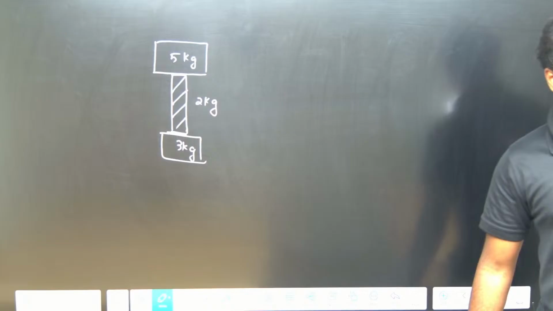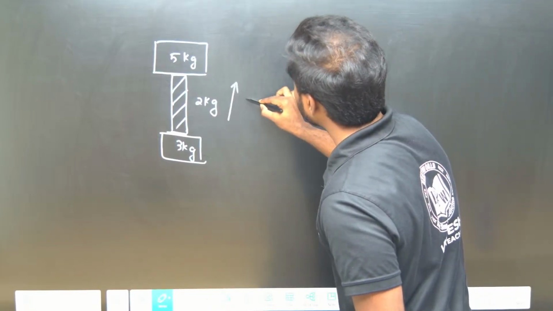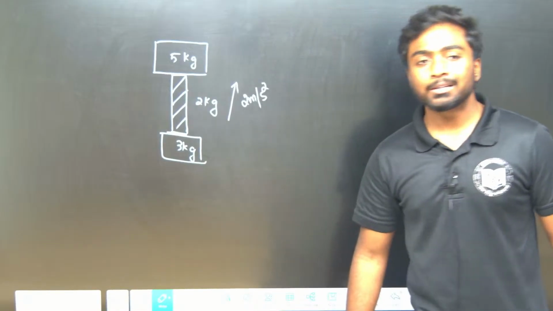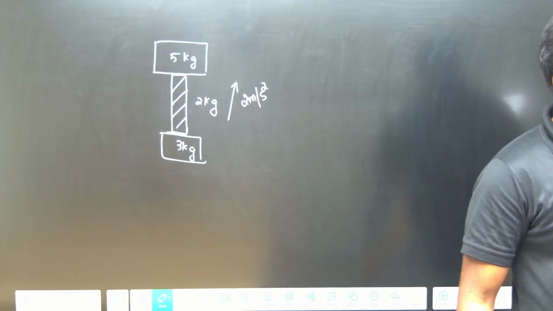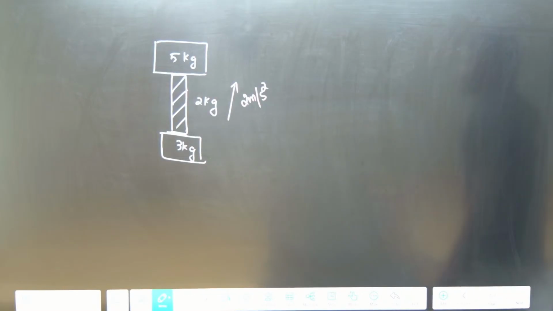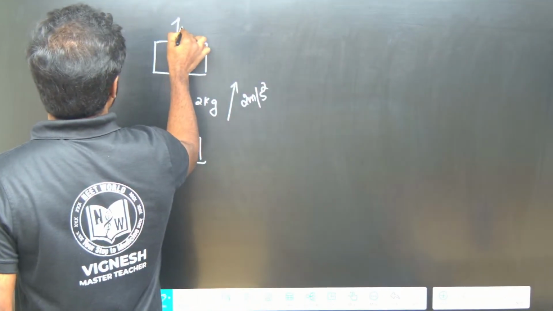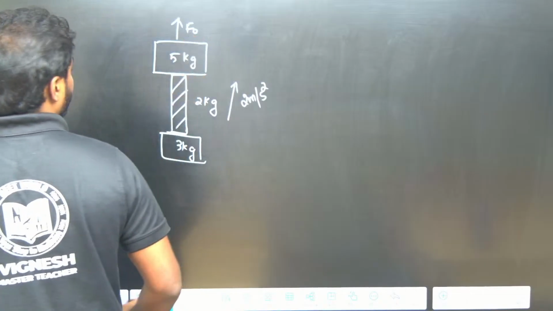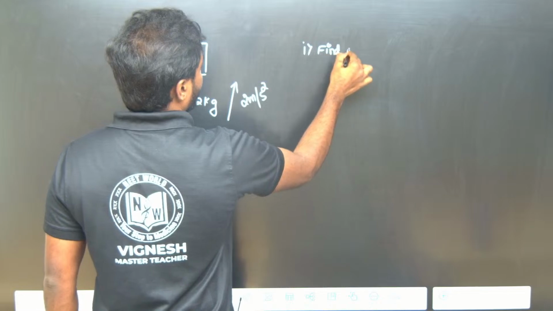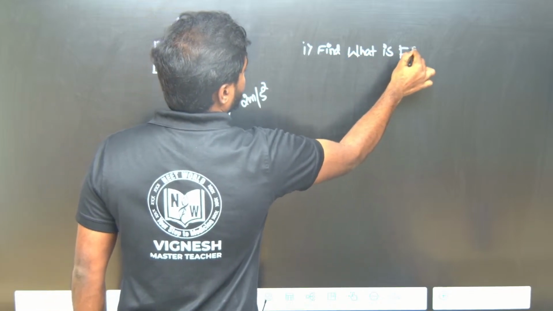The whole system is accelerated upward with 2 meter per second square by an external force F naught. So some F naught has been given here. Find what is F naught. This is one question.